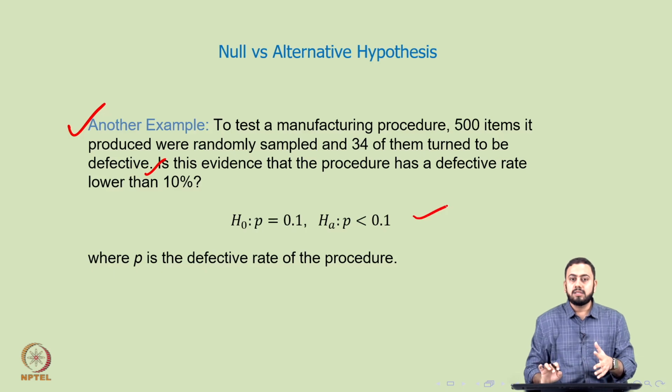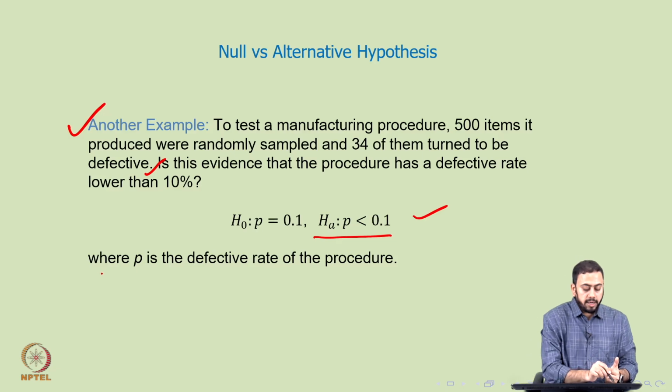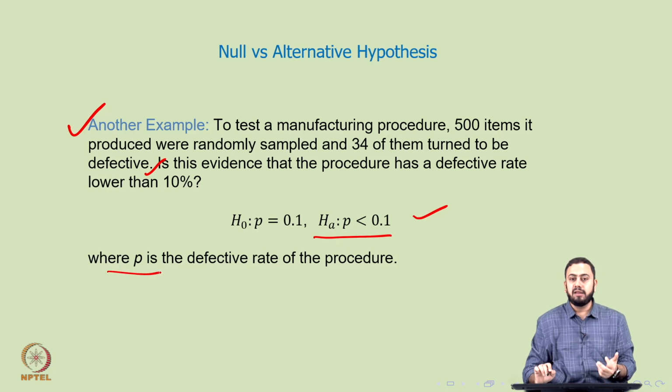So, a natural way to write down the null hypothesis could be P equal to 10%, which is 0.1. And since you think that the defective rate is less than 10%, I can write that down in the alternative. Once you write down H naught and HA, then you can proceed with the testing procedure. And what exactly is P here? P is nothing but the defective rate of the procedure.